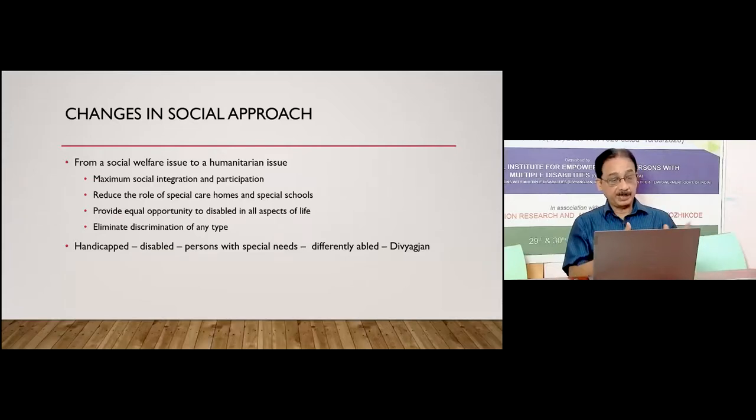And the change in the name itself shows the changing concepts. Earlier, persons with disability were called handicapped individuals. That is where the Handicap Development Corporation and all came into existence. Then they were designated as disabled individuals. Then they were designated as persons with special needs. And then they were termed as differently abled individuals. And now they are being designated as Divyangjan, having divya or holy appendages or holy organs. Divyangjan. So that is the changing concept in the social approach.